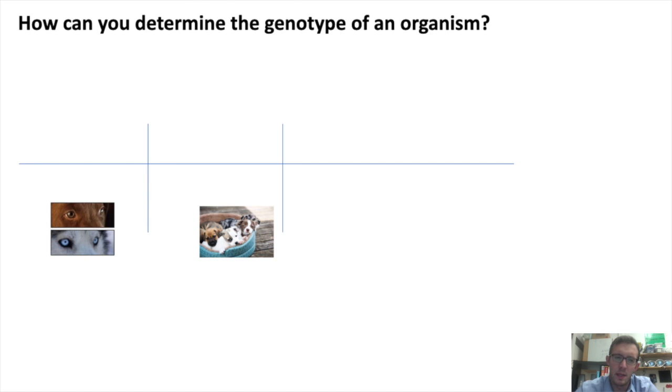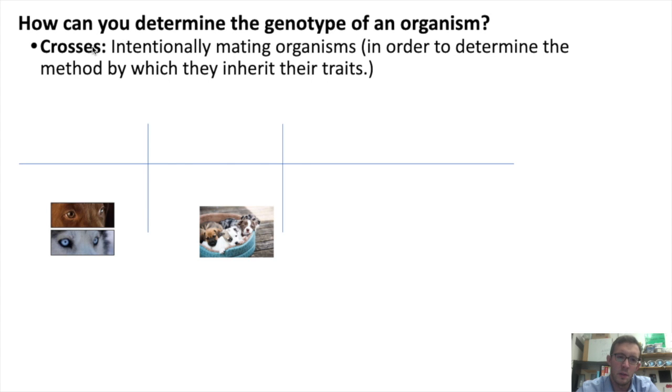Hey, bio team. So if a biologist wants to determine the genotypes of an organism, they can do something called crosses, which is just them intentionally mating organisms together in order to determine how they inherit their traits. So for example, let's say biologists wanted to determine whether brown and blue-eyed traits in dogs were dominant or recessive.